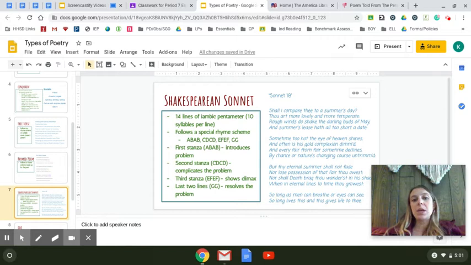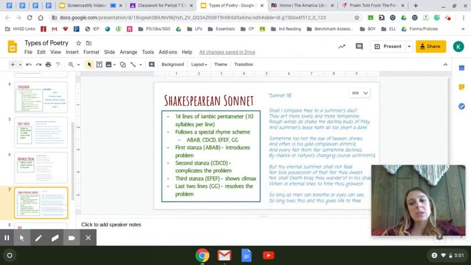And usually it kind of goes like a story. So the first stanza introduces a problem, the problem gets worse in the second stanza, the third stanza shows the conflict or the pinnacle of the problem, and then the last 2 lines show the resolution. And a stanza is like a paragraph for a poem. So there are 1, 2, 3 stanzas and a 4th rhyming couplet in a Shakespearean sonnet.